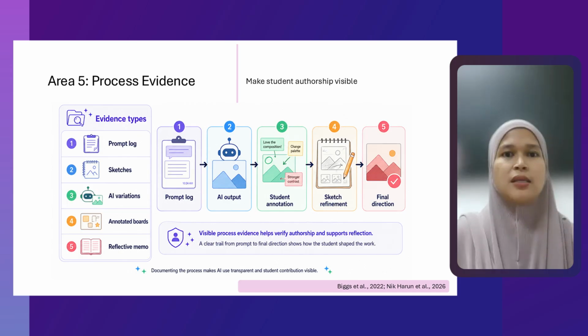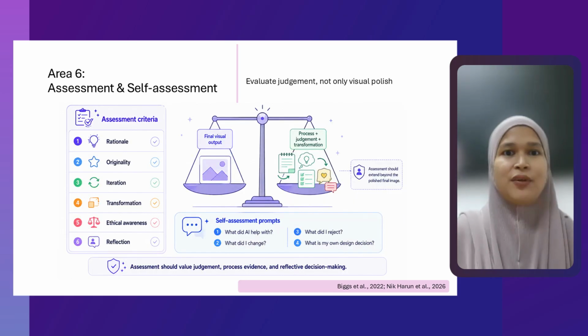These materials help make students' authorship visible. They show how students selected, rejected, modified, or transformed AI-generated material. Process evidence also helps educators assess the quality of thinking behind the work, not only the surface quality of the final outcome. The sixth area is assessment and self-assessment.